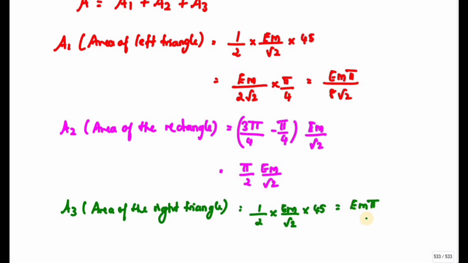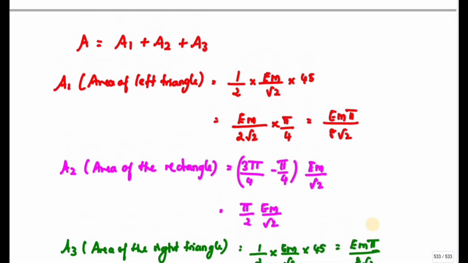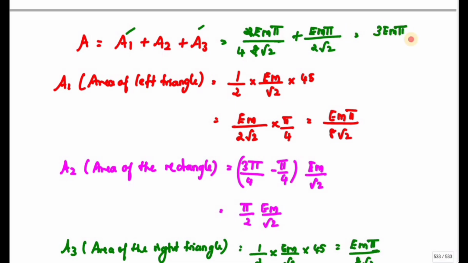So when we are looking at it, we can identify the values. We substitute A1, A2 and A3 in the above equation. A1 and A3 are the same, so I can write 2 EM pi divided by 8 root 2. And what will be the A2 value? A2 is pi EM divided by 2 root 2. So 2 and 8 get cancelled, and if I add these, I will get 3 EM pi divided by 4 root 2.